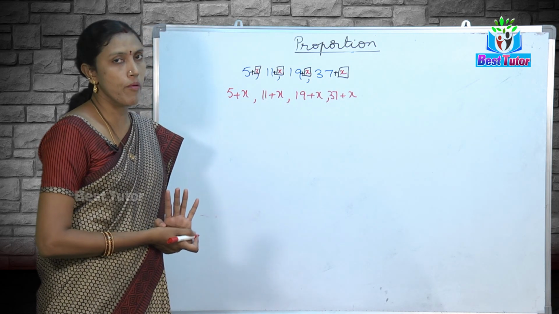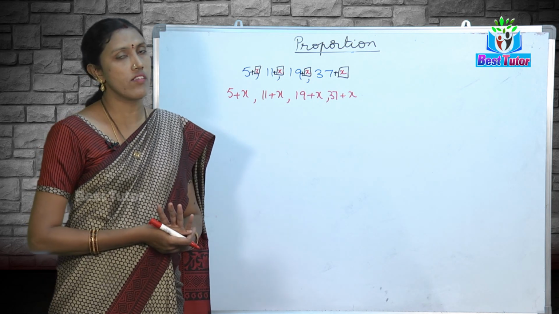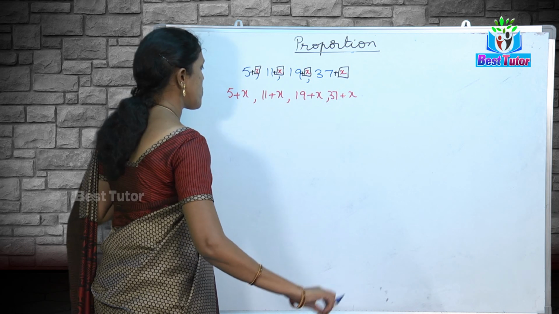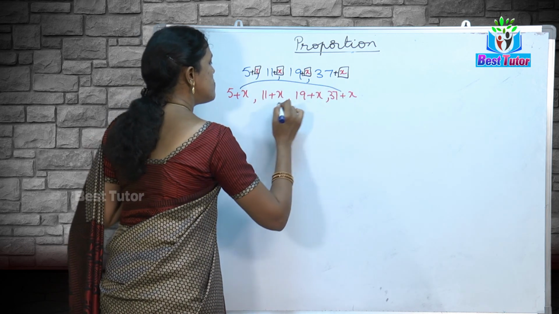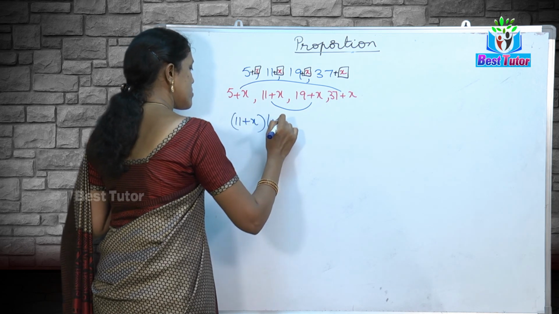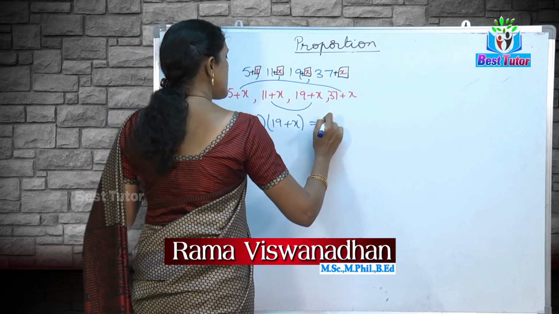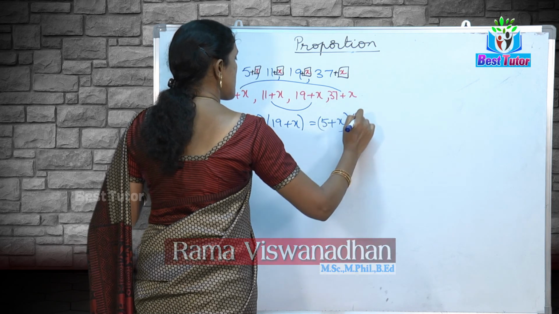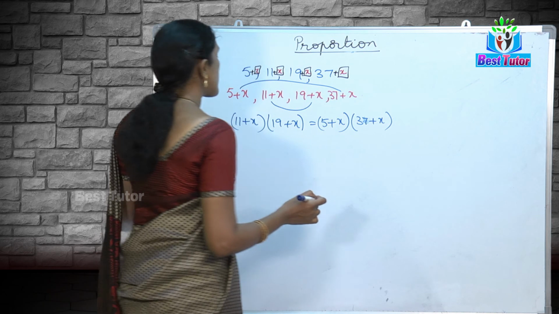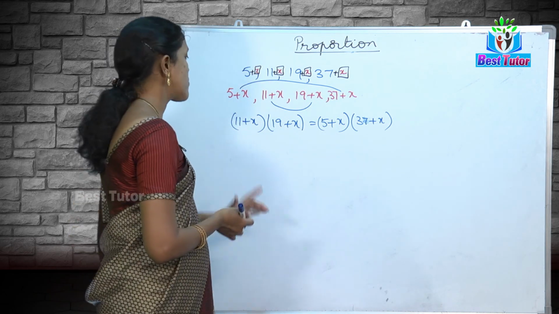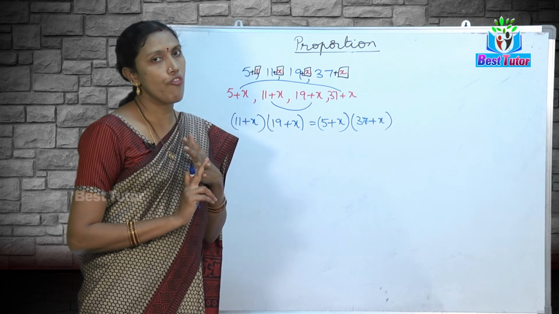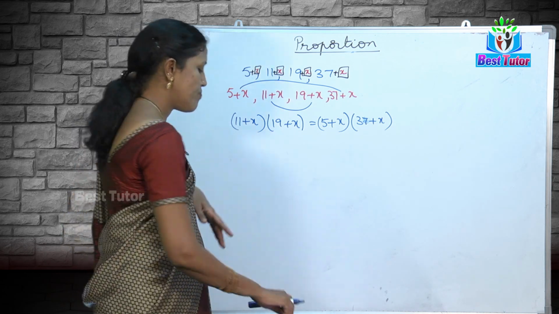Once four terms are in proportion, we have the cross product rule, which says that product of means is equal to product of extremes. So as these are in proportion, 11 plus x into 19 plus x is equal to 5 plus x into 37 plus x. Isn't it? Because product of means is equal to product of extremes. Now I am going to apply the FOIL method. You remember the FOIL method? F stands for first, O for outer, I for inner, L for last.